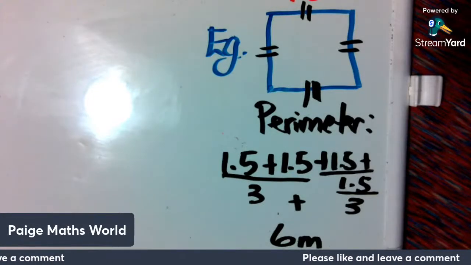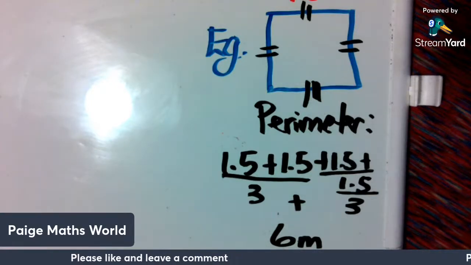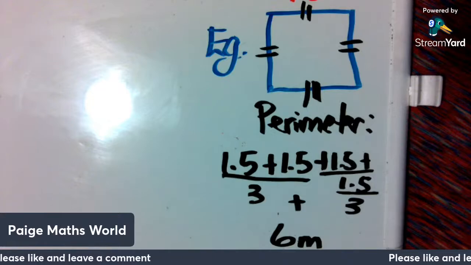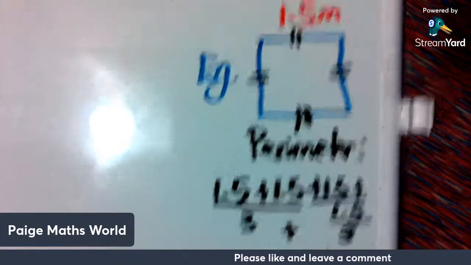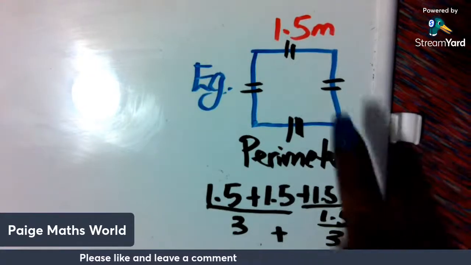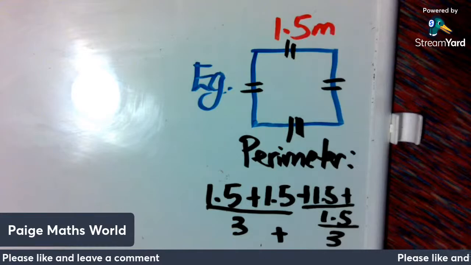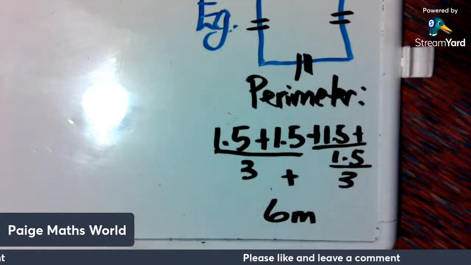All right, now when you look at a rectangle, can anybody tell me what the similarities of a rectangle are? Yeah, it's meters. So remember, we always keep the unit. Whatever unit they gave us, that's the unit we use. The unit was 1.5 meters, and so our answer should be 6 meters.